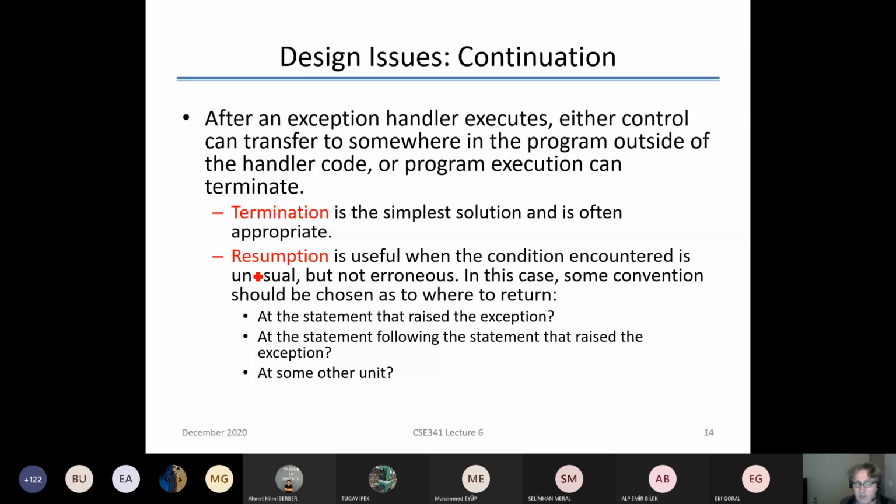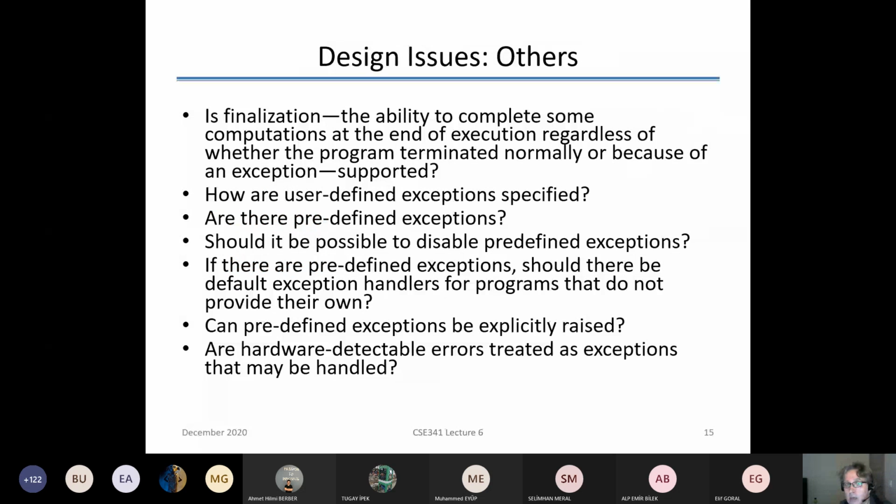There are some other things, for example, finalization. Finalization is the ability to complete some computations at the end of execution, regardless of whether the program terminated normally or because of an exception. Do we have this support? This is the question. Do we finalize? So at the end of the exception or without the exception, I want to be able to actually complete things.